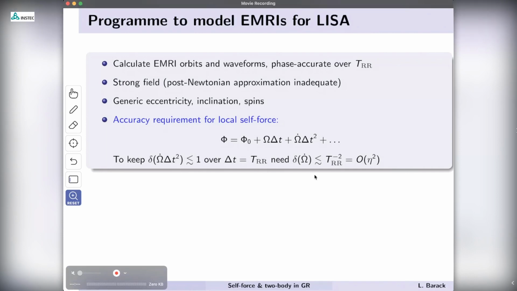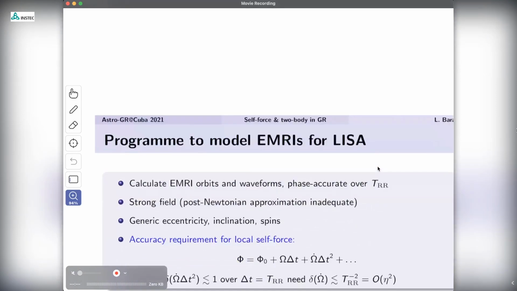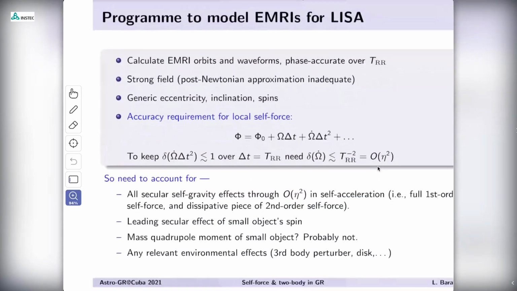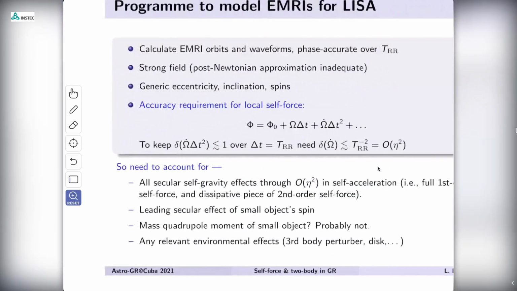Okay, so here's a statement of the mission, I think. All I described so far gives us the mission description, the mission statement. We want to calculate EMRI orbits and the waveforms that they emit, and we want that to be phase accurate over a radiation reaction time scale, over a few years, the time during which LISA will be observing.